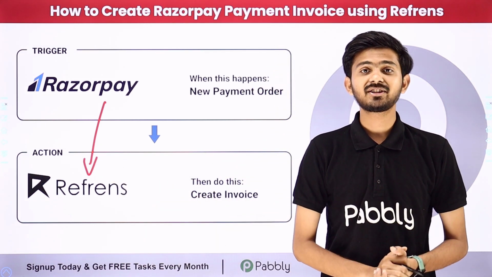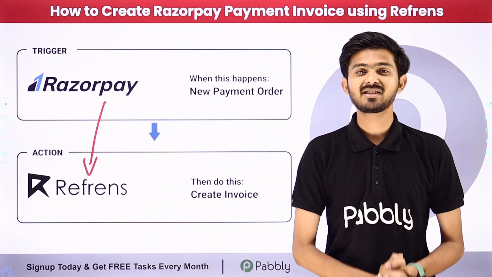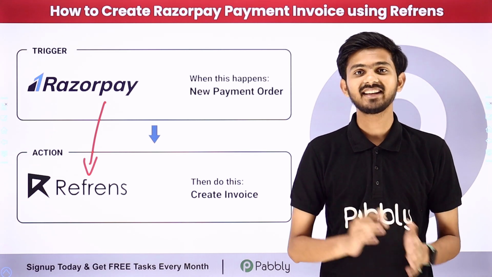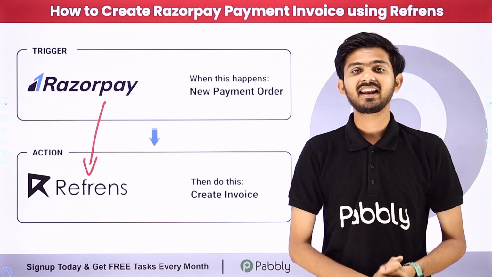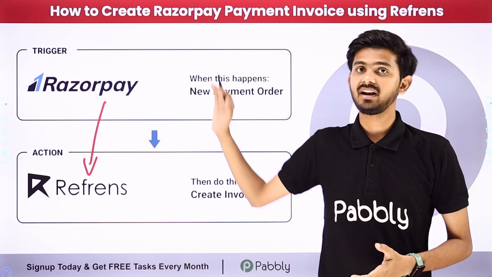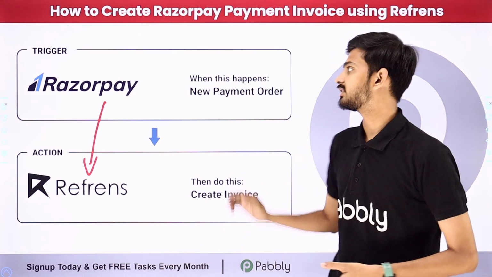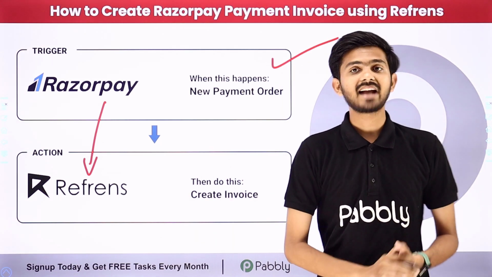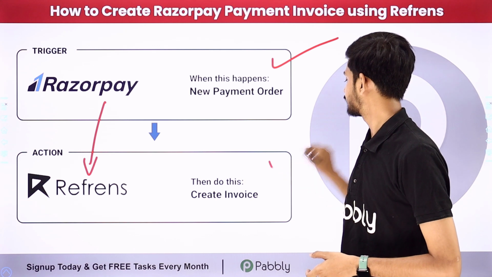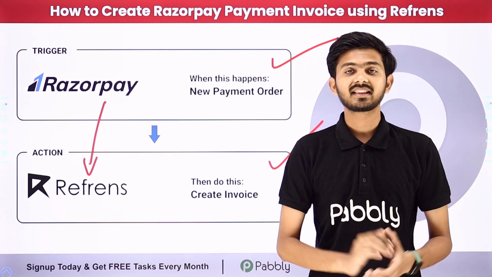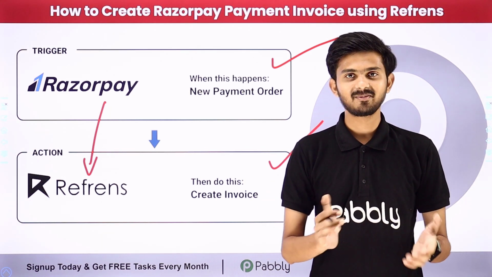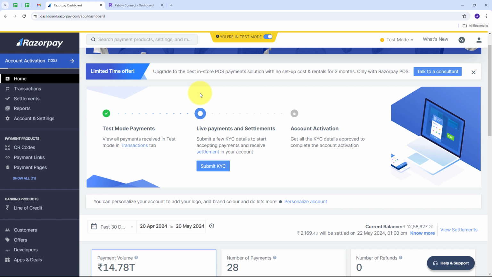So for building this connection, I'm going to use Pabbly Connect, which is an amazing software for automation and integration. In Pabbly Connect, I need to use the concept of trigger and action. In trigger application, I'm going to use Razorpay. In action application, I'm going to use Refrens. So how I'm going to build this connection? For that, let me take you to my computer screen. I hope all you can see my computer screen.